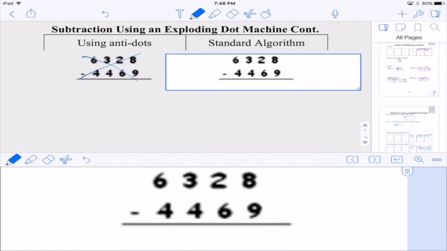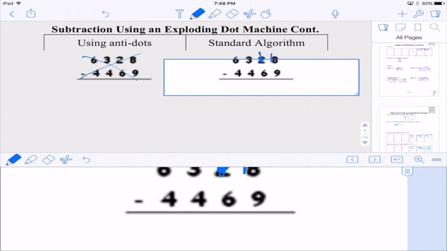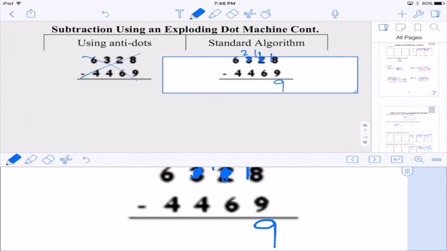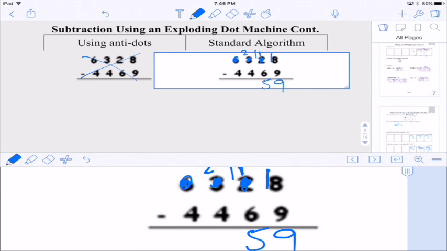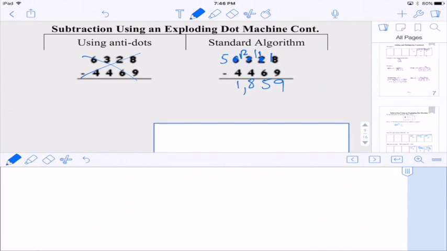So let's subtract. Can we subtract 9 from 8? Well, no, we don't really have enough. So we're going to take from our 2, and we're going to make that 1 and bring that 10 over to make this 18. Now we can subtract, and we get 9. We can't subtract 6 from 1 yet, so we need to take another 10. So now we can subtract, we get 5. Same issue, we need to take from our next place. And 12 minus 4 is 8. 5 minus 4 is 1. 1,859.